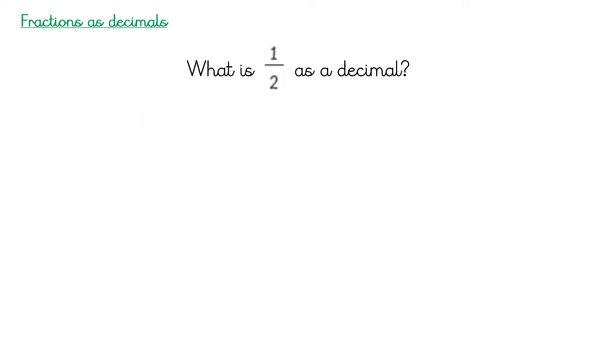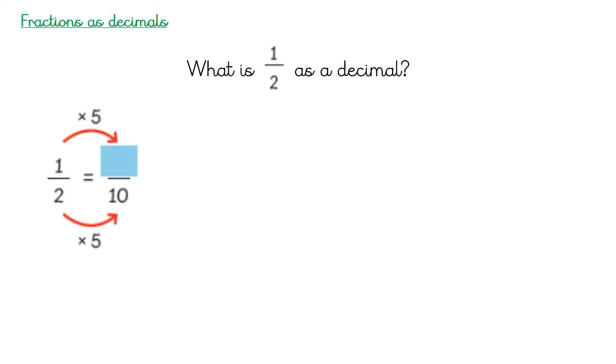Let's begin today's learning where we're looking at fractions as decimals. So let's have a look at this first question. What is a half as a decimal? Now, what we know about decimals is that they're made up of tenths and hundredths. Because we all know, if we think about the place value grid, we have ones, and then we have the decimal point, and then we have tenths and hundredths.